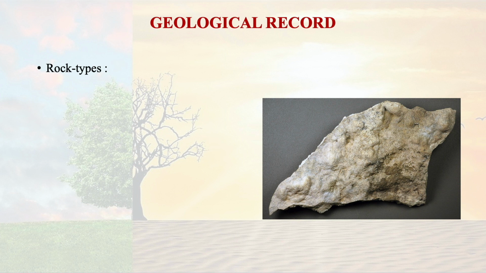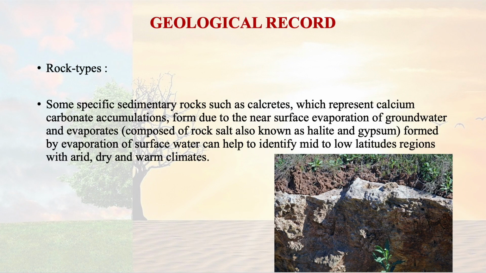The next one is the rock types. When we talk about rock types, there are different types of sedimentary rocks. Calcretes are there, evaporites are there. Calcretes are a calcium carbonate accumulation. On the other hand, evaporites are rocks like gypsum, calcium sulfate, halite. When the surface water evaporates, it results in the formation of these rock types like calcretes and evaporites.